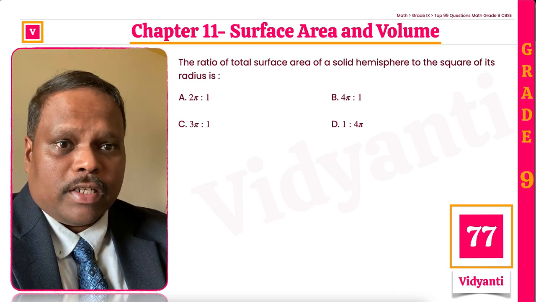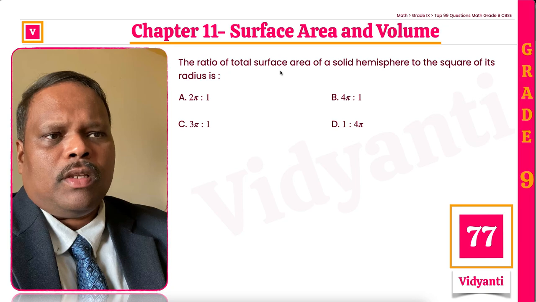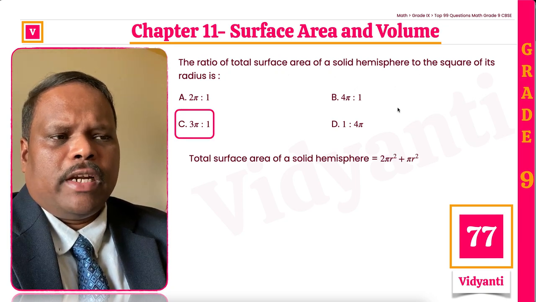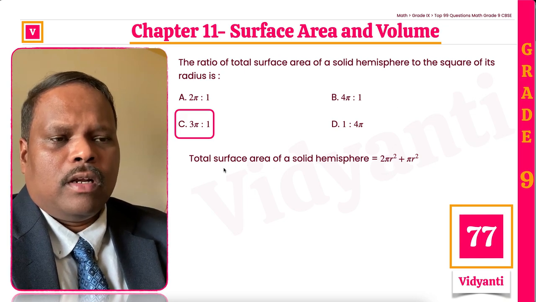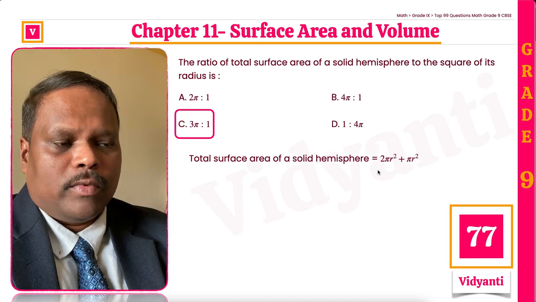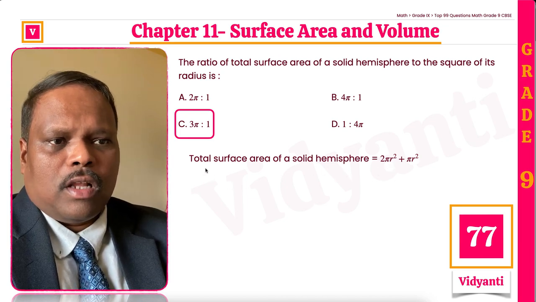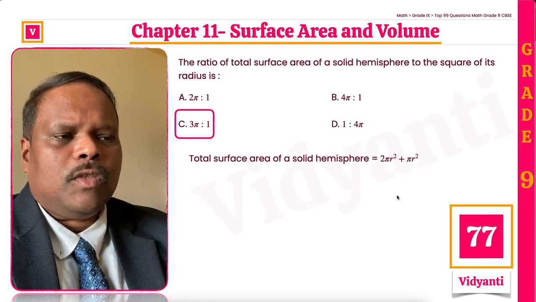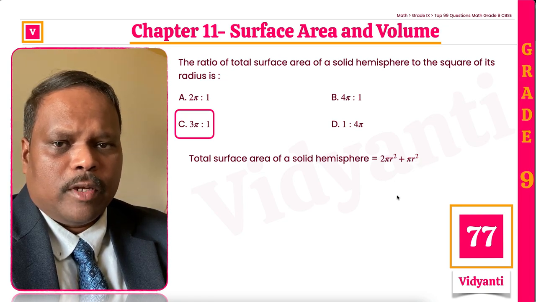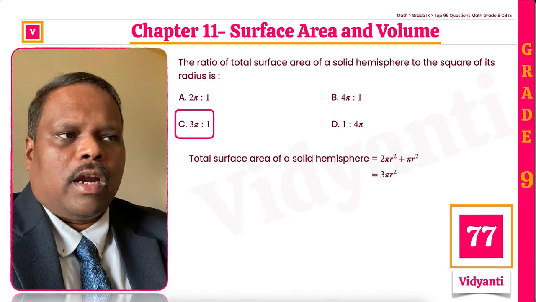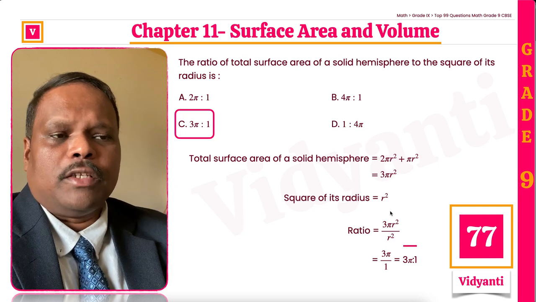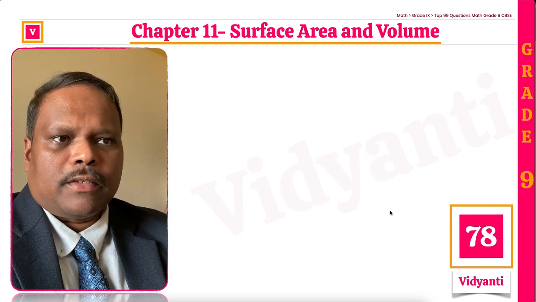This is question 77. The ratio of total surface area of solid hemisphere. Now complete sphere is 4 pi r square. Hemisphere is half of that, 2 pi r square. Now they want total surface area including the pi r square area of the base. So total surface area for solid hemisphere will be 3 pi r square, and to the square of its radius, which is r square, the ratio will come out to be 3 pi is to 1. Option C is the correct answer.